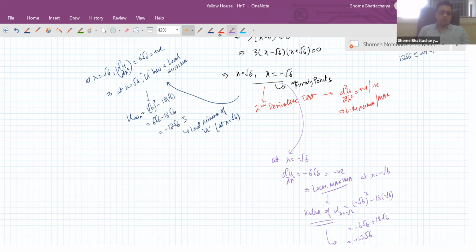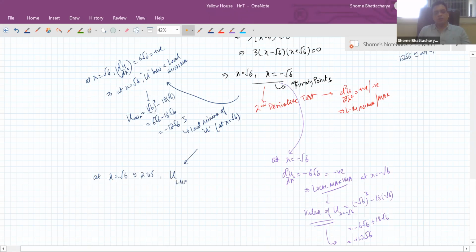Okay. So in conclusion, what we are getting is that at x equal to root 6, which is approximately 2.45, the potential energy has a local minima, which is minus 12 root 6, approximately minus 29.4 joules. Whereas at x equal to minus root 6 meters, the potential energy has a local maxima of plus 12 root 6 or approximately plus 29.4 joules. So these two things I'm going to make use of.